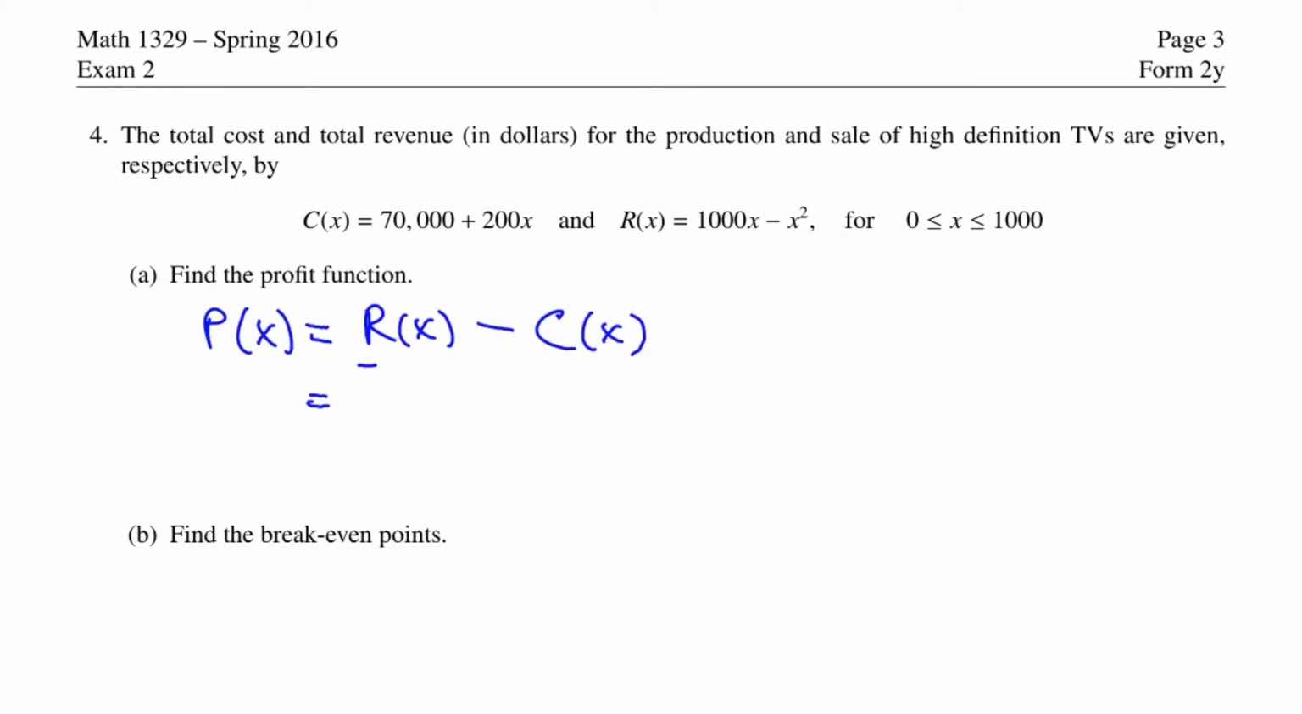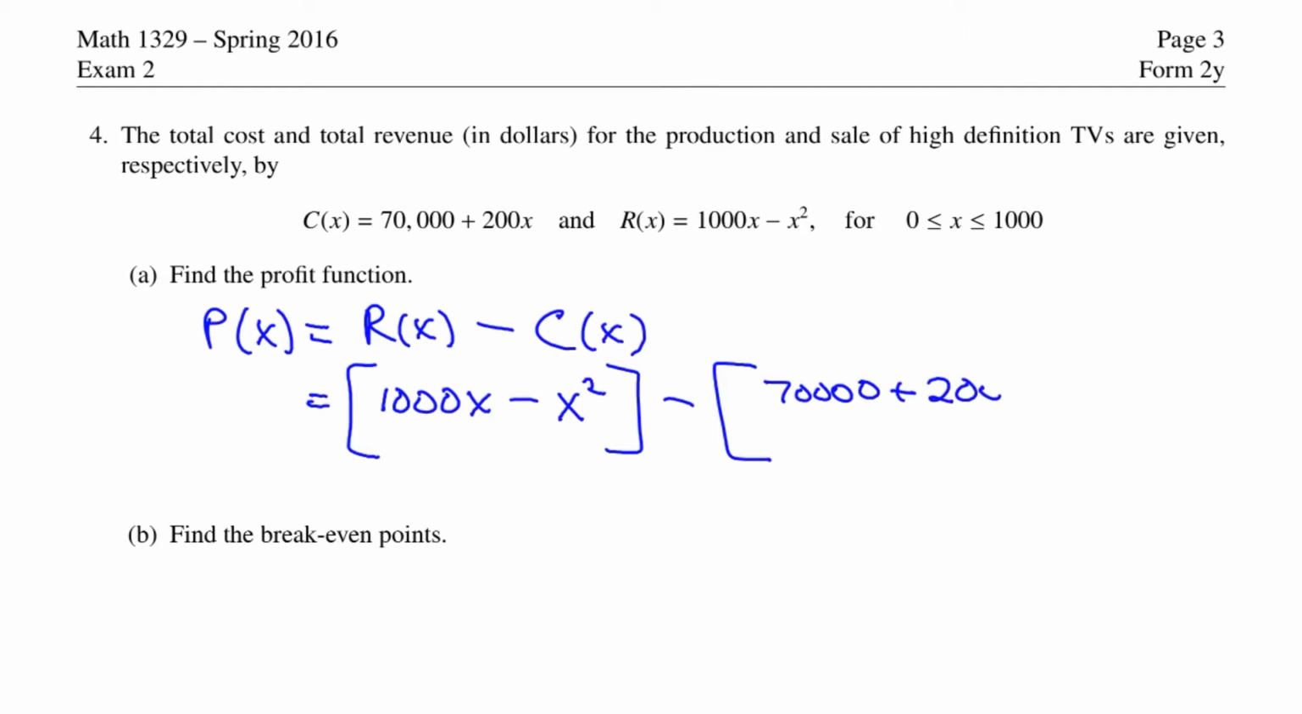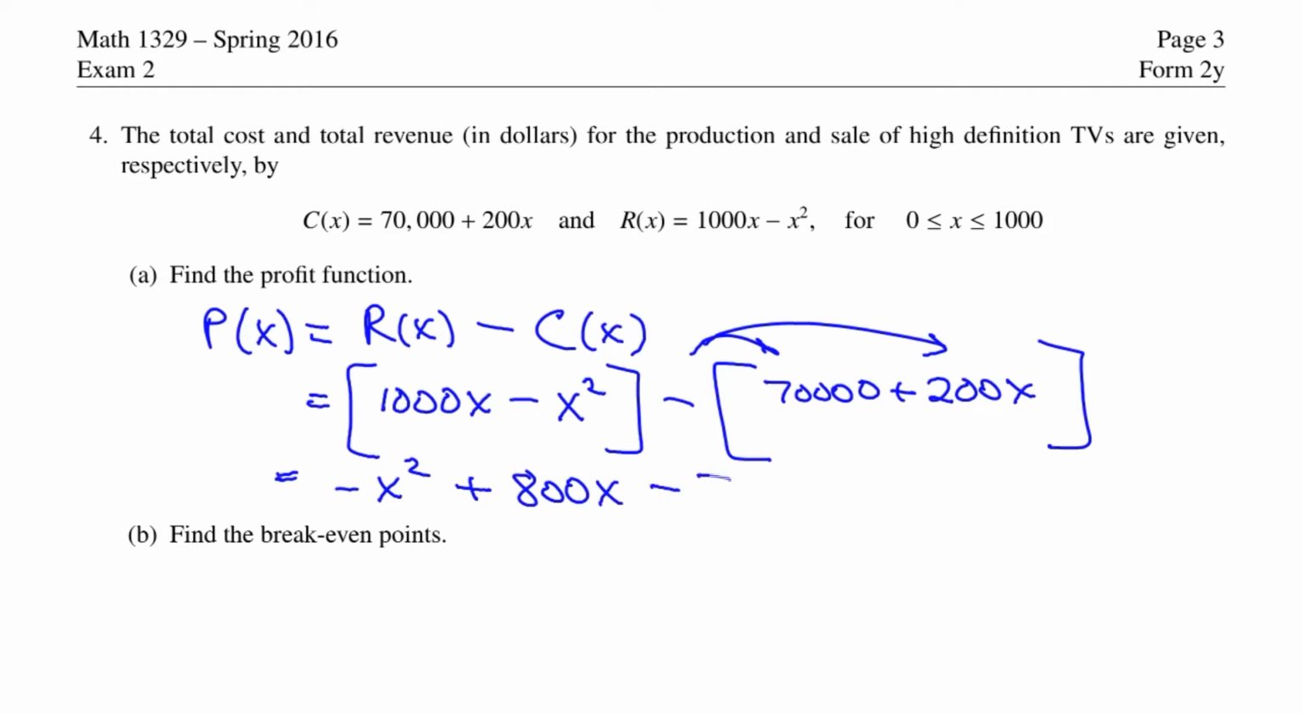Now you got to be sure and distribute the negative correctly on this. That was a big problem on the grading. There should be parentheses right here for the cost function, because the negative has to distribute to here and here. So this is going to be negative x squared plus 800x minus 70,000.